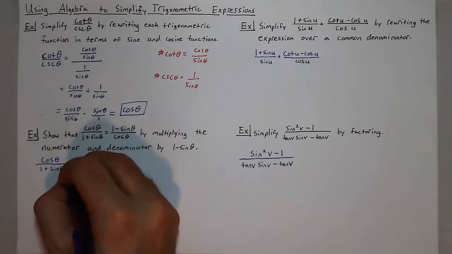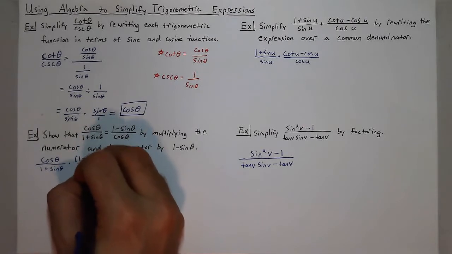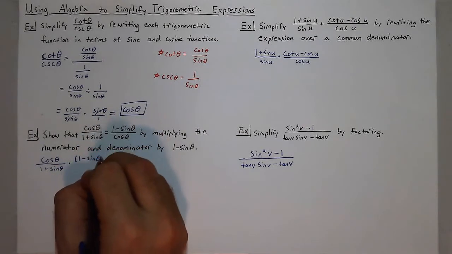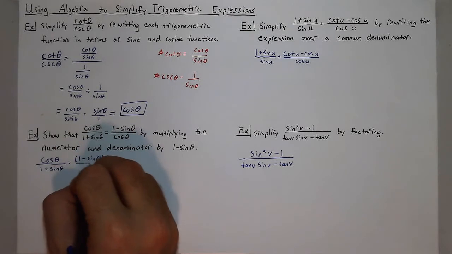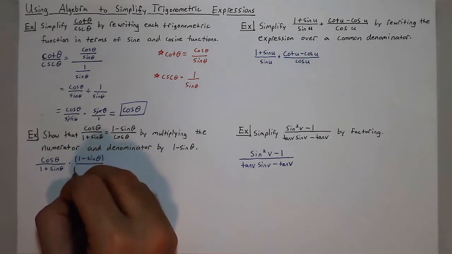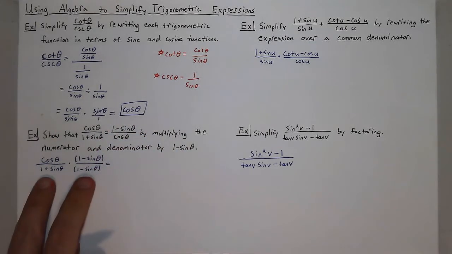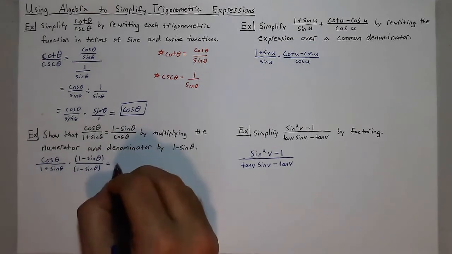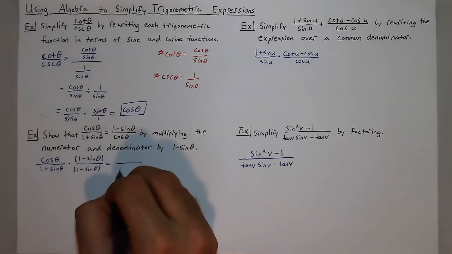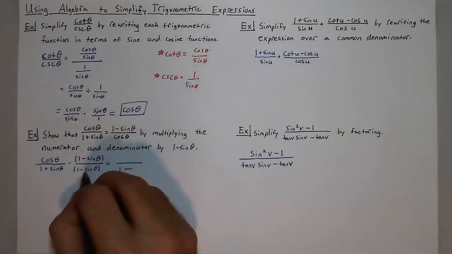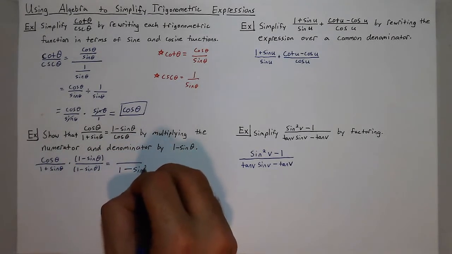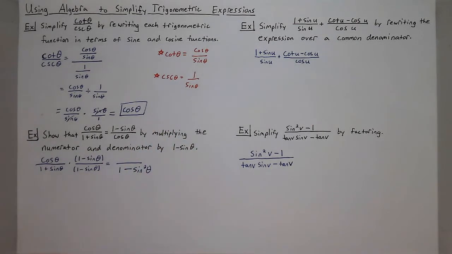So if I multiply the top and the bottom by 1 minus sine theta all over 1 minus sine theta, since these are conjugates, the denominator becomes 1 squared, which is just 1, minus sine squared theta. And up top, I'll have cosine times 1 minus sine theta.